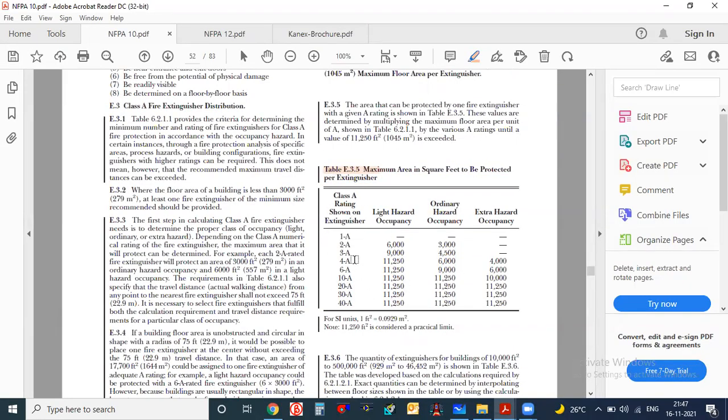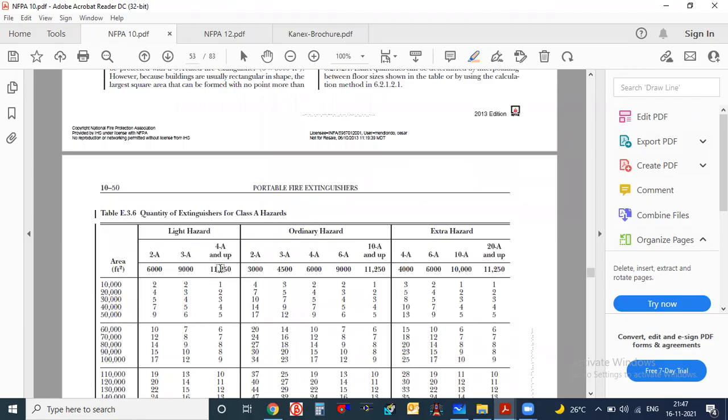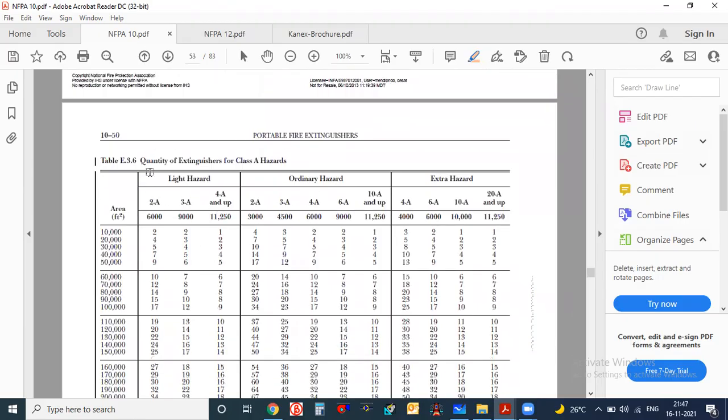Here they have given the general category. Class A rating shown on the extinguisher. This is the maximum area in square feet to be protected. So these things are given here. A means class A, B means class B, C, D, K. Like that, the ratings will be given here. And here they have given the quantity of extinguishers for class A. For 10,000 area, you require two class A. And here it is written 6,000 square feet.